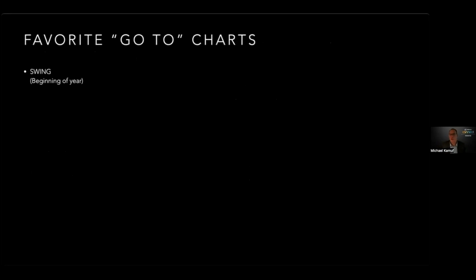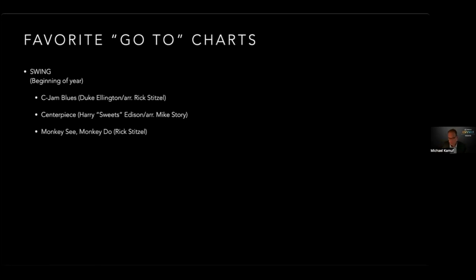Here are some of my favorite go-to charts. I'm breaking this down for beginning groups, the beginning of the year and the second half of the year. Some of my favorite beginning of the year swing charts are Rick Stitzel's C-Jam Blues Centerpiece, an old Harry Sweets Edison blues tune. Harry Sweets Edison is probably most famous for being on a ton of the Frank Sinatra recordings in the 1960s, but he was a sideman with Count Basie forever. It's a great riff-based blues tune, where riff means a repetitive melody over and over and over again.